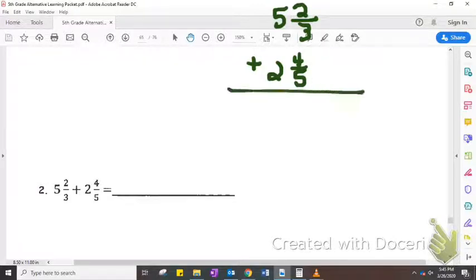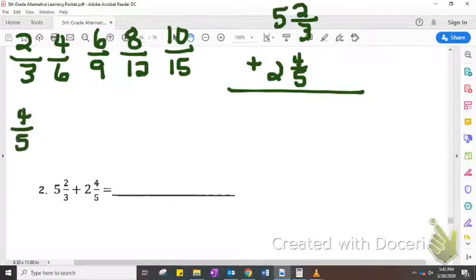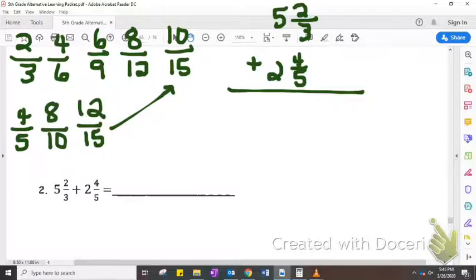Okay, so 2/3. I'm going to skip count here, the denominators. 3, 6, 9, 12, 15. The numerators 2, 4, 6, 8, 10. All right, 4/5. Let's skip count. 5, 10, 15. I'm going to stop there because look, they're the same. 4, 8, 12. So I've got 2 equivalent fractions that have the same denominator. 10/15 and 12/15.